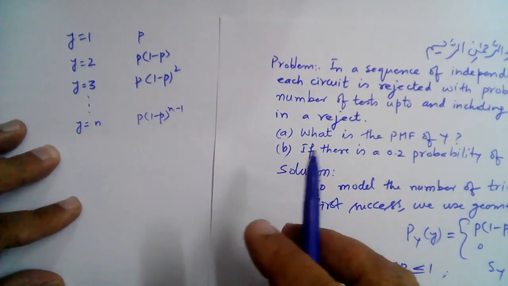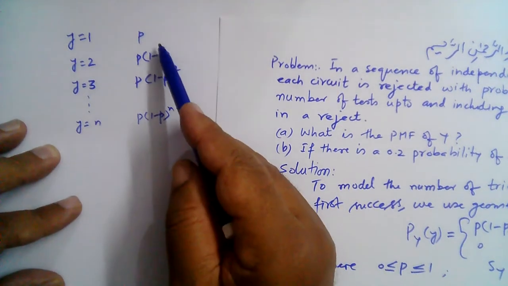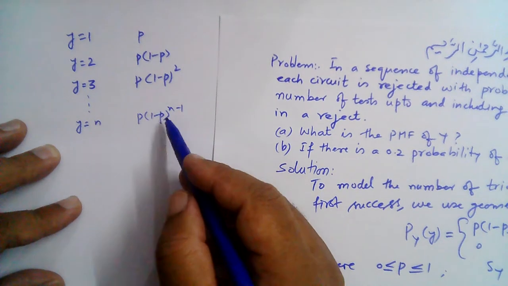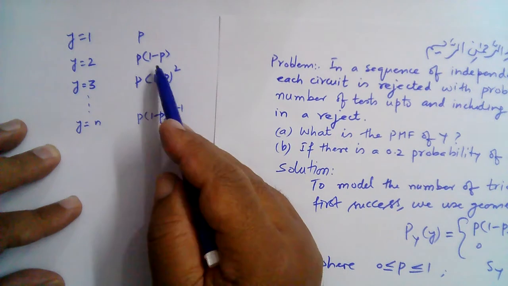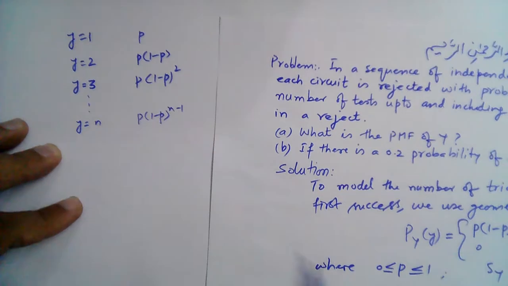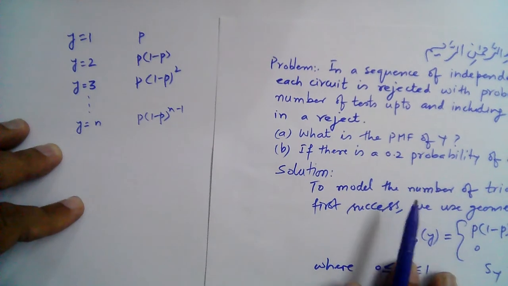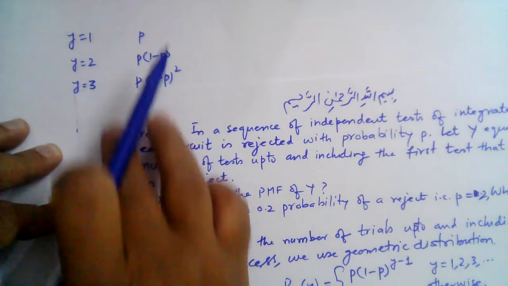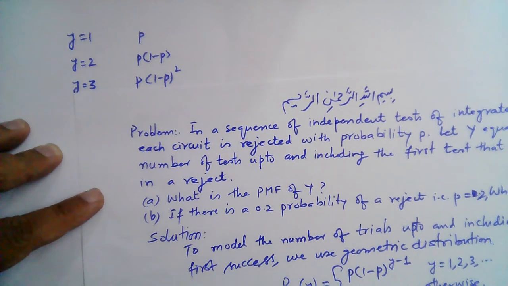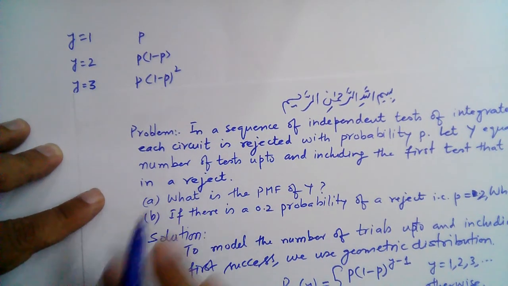So we see that this is a geometric sequence, right? It's a geometric sequence with common ratio 1 minus P. This is why this is called a geometric distribution, because the successive values result in a geometric sequence with common ratio 1 minus P.